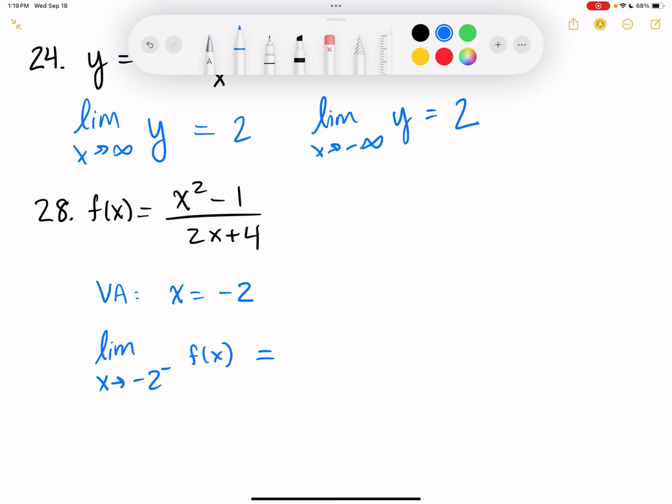If I was plugging that in, what's going to happen? The thing's gonna be negative on the bottom. Yes. And where is it going? Negative infinity. Essentially I have negative 2.001 squared over 2 times negative 2.001. So essentially, one of these is canceling. So that's going to go to negative infinity because the bigger number's on top.